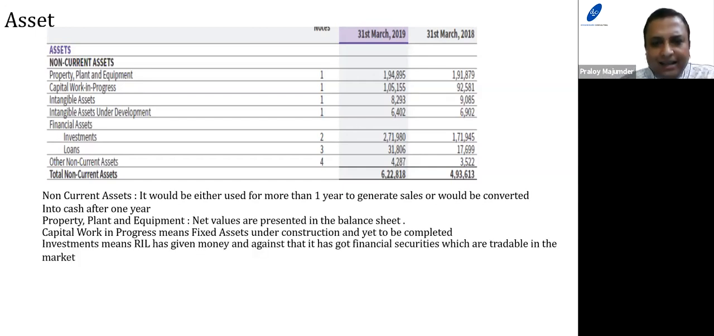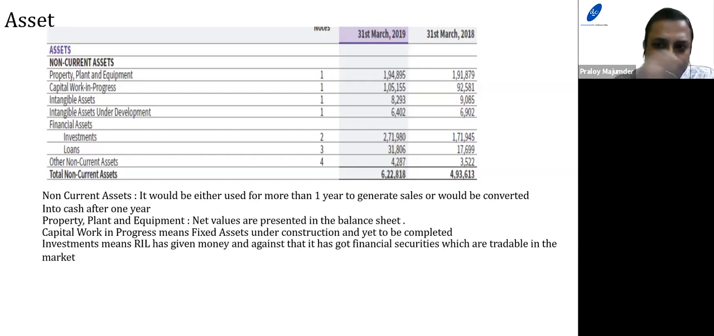Investment means RIL has given the money, and against that, it has got financial securities which are tradable in the market. Financial securities are of two types: one is tradable, one is non-tradable. When you go to the bank and give the money, the bank will issue a fixed deposit receipt. That is not sellable in the market. Another part is when you are buying shares, and you can trade the shares in the market. So financial securities are of two types, tradable and non-tradable.